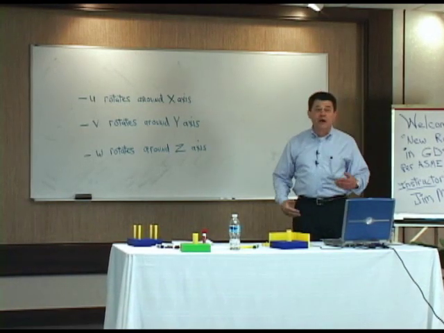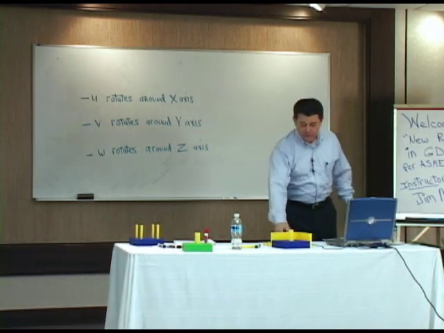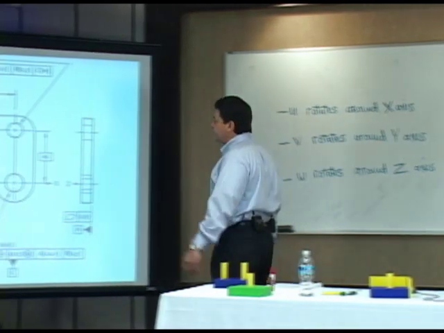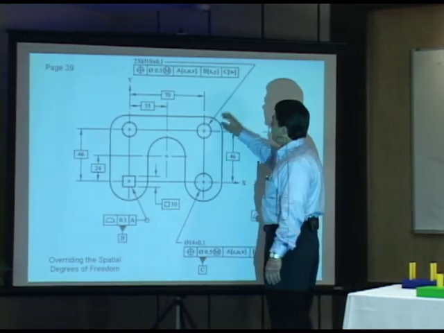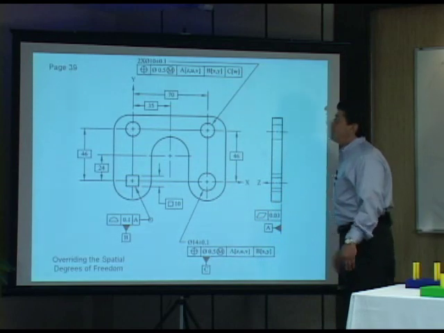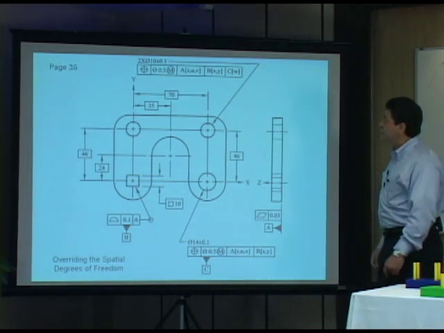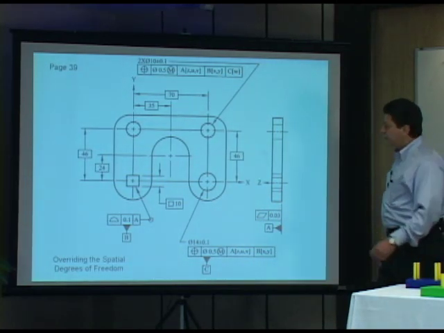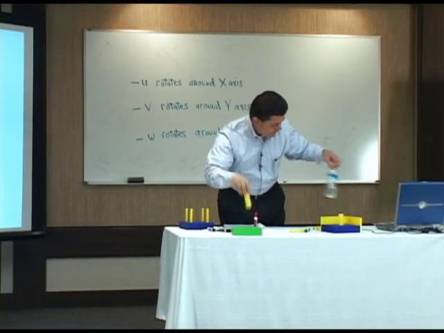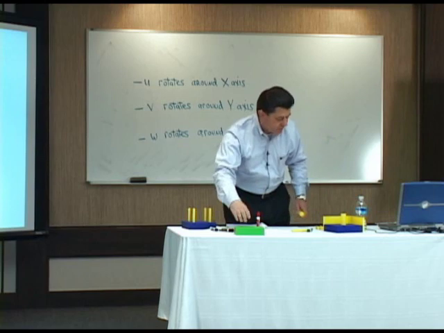Now, let's talk about overriding certain spatial degrees of freedom. Page 39 shows that we can put datum features in the feature control frame and then say what spatial degrees of freedom they would, in this instance, eliminate, and we can override some things. The way to think about this is fixturing. And again, fixturing being the physical embodiment of the theory.